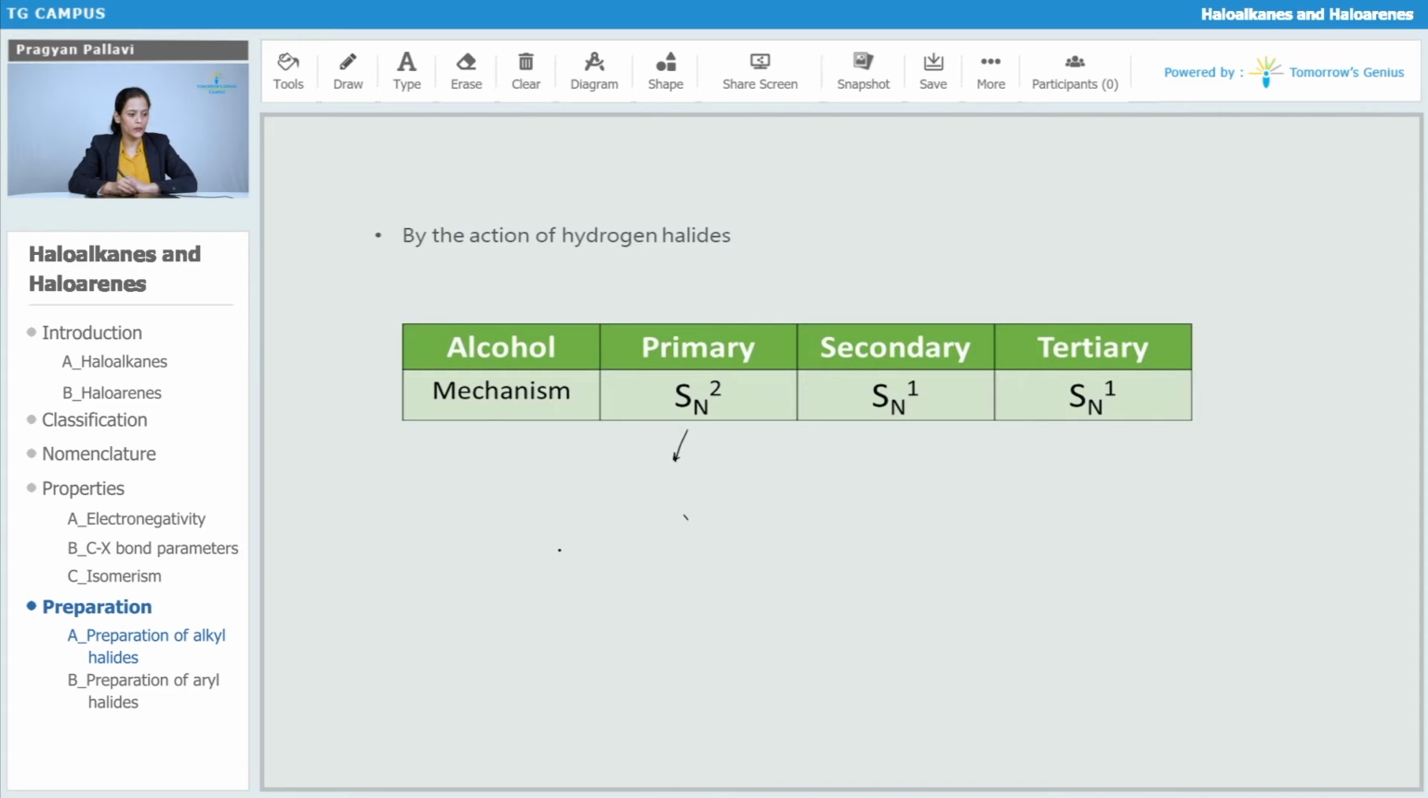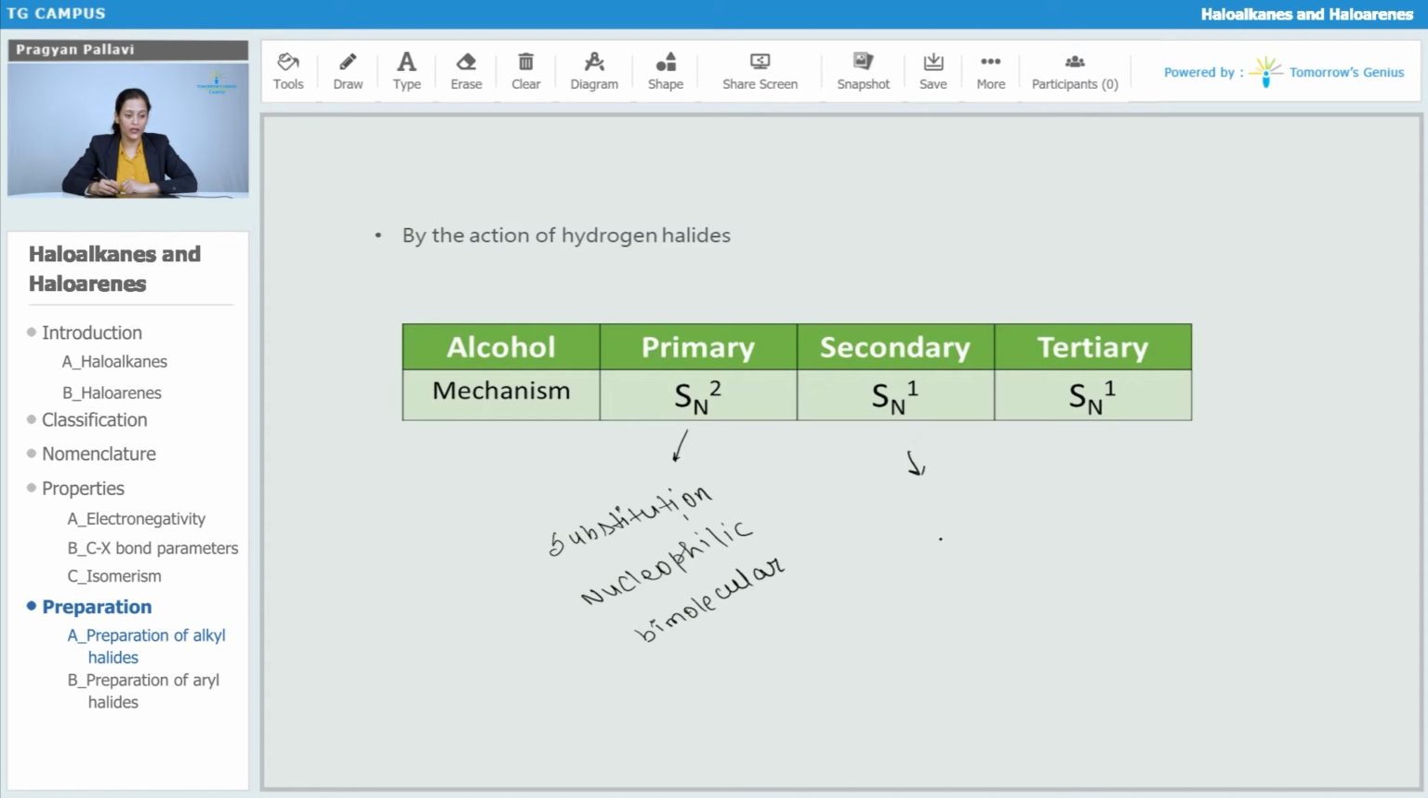By SN2 we mean where S stands for substitution, N stands for nucleophilic, and 2 stands for bimolecular. That means in the case of SN2 mechanism, in the rate determining step, 2 molecules will be involved.